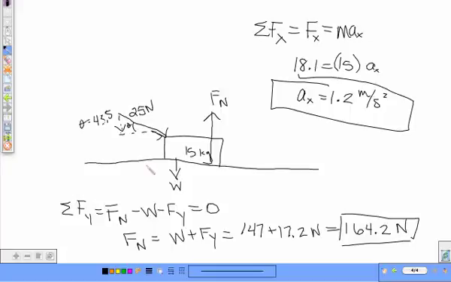Where'd you get 18.1 from? That's f of x. Did you get it using that? No, f of x isn't your normal force. So what's f of x is right here. And then this is f of y.